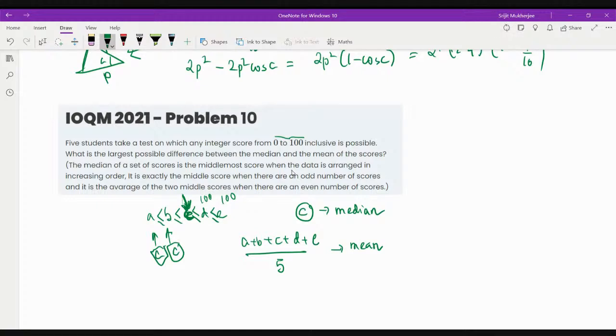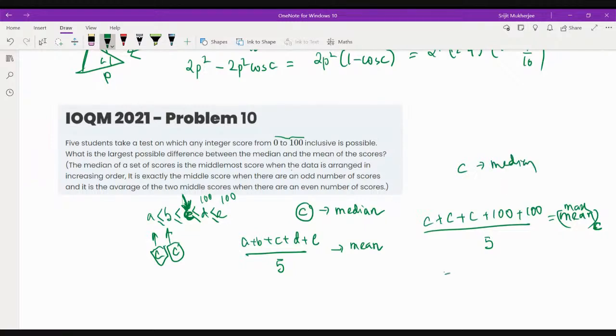So what is the maximum? Given C is the median, what is the maximum possible score of the mean? That is C plus C plus C plus 100 plus 100, and if you divide by 5, you get it, right? So this is the maximum possible mean, which is a function of C, when the median C is given. Therefore, for C median, you get this. So let's compute this. What is happening over here? It's 3C by 5 plus 40.